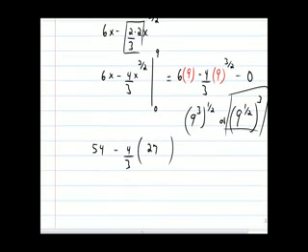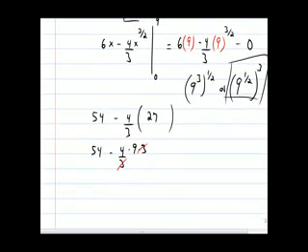We're not done. 27 is 9 times 3. There's 3's to show up. 4 times 9 is 36. 18. We did it. We got A done.